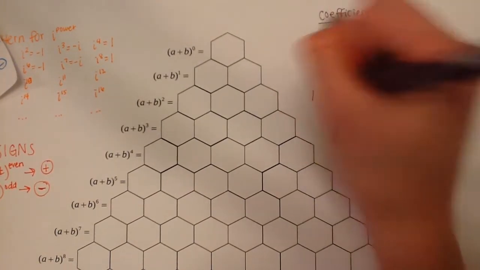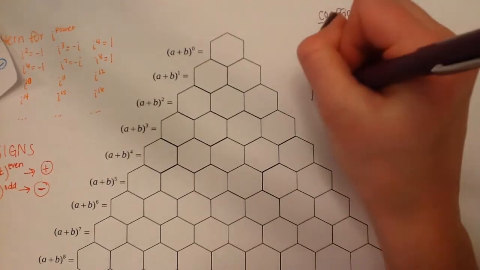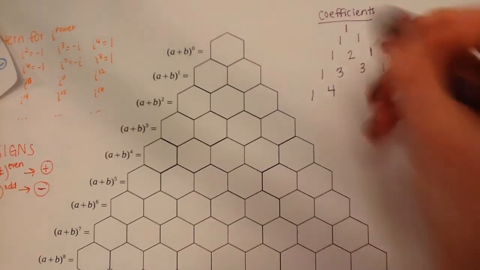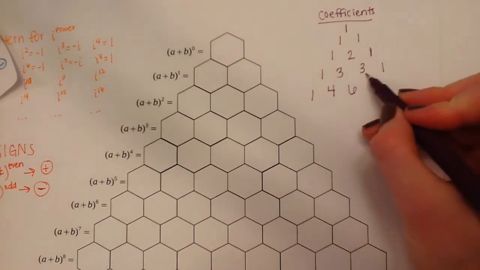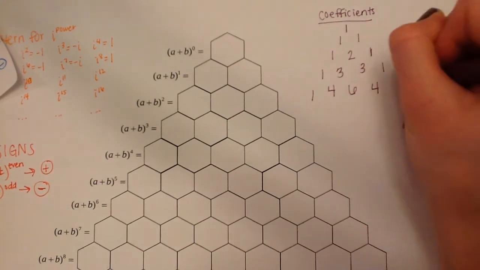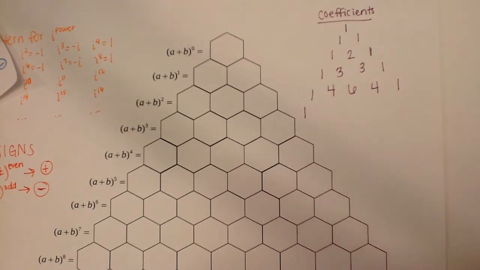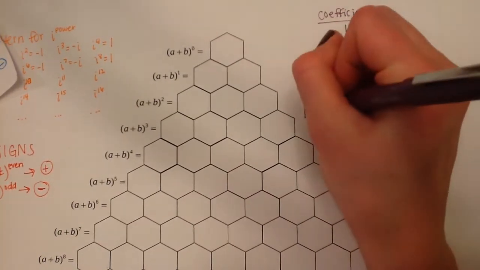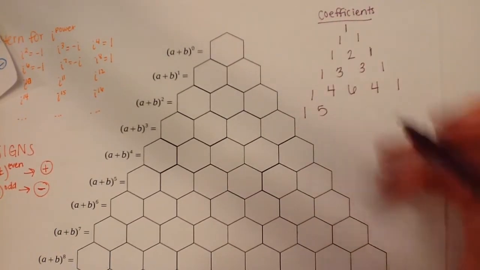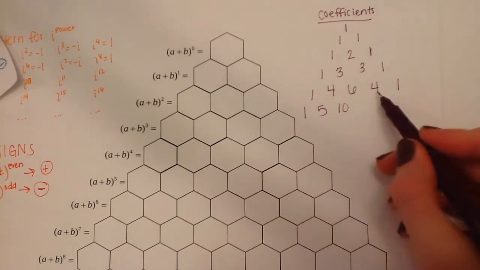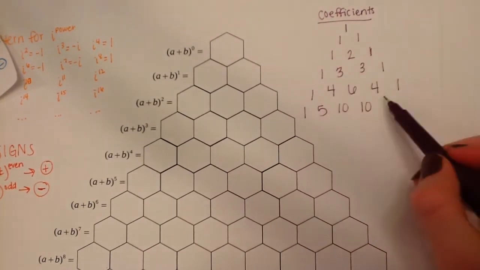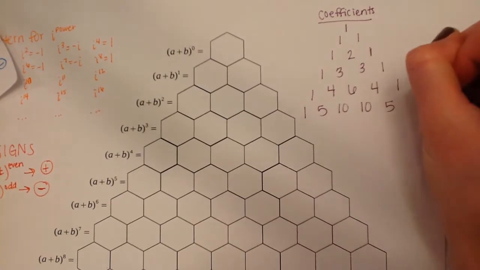Again, we start out with 1. You take 1 plus 3, which is 4. 3 plus 3, which gives you 6. 3 plus 1, which gives you 4. And we end up with 1. Next row, you have 1 on the side. 1 plus 4 gives you 5. 4 plus 6 gives you 10. 6 plus 4 gives you 10. 4 plus 1 gives you 5. And we end up with 1.